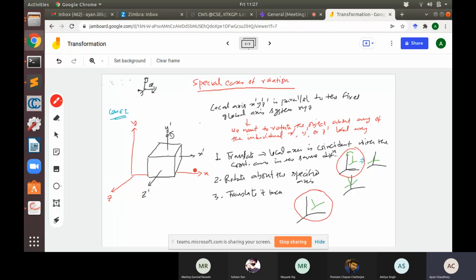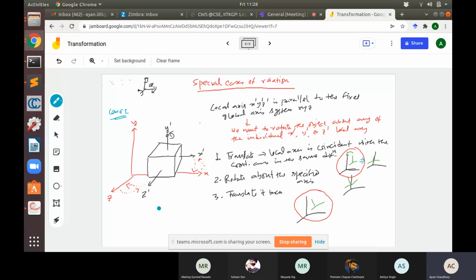So if you want to rotate about x-axis, then you translate this x prime to x and then do the rotation and then translate it back here. Okay, the same thing also here. So if you want to rotate around this axis, translate it here and then do the rotation and then translate it back, right? So what will be the transformation formula in this case?